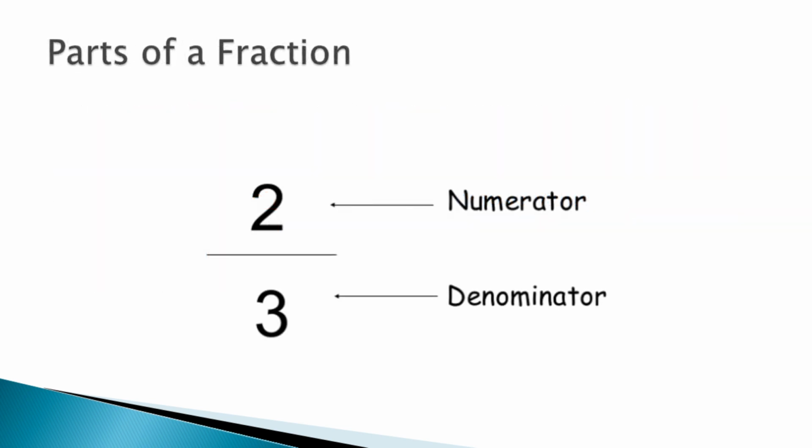Numerator and denominator are the parts of a fraction. The number over the line representing the fraction is called the numerator, and the denominator is the number below the line representing the fraction.